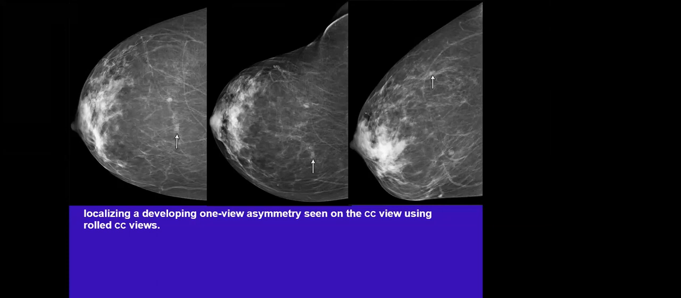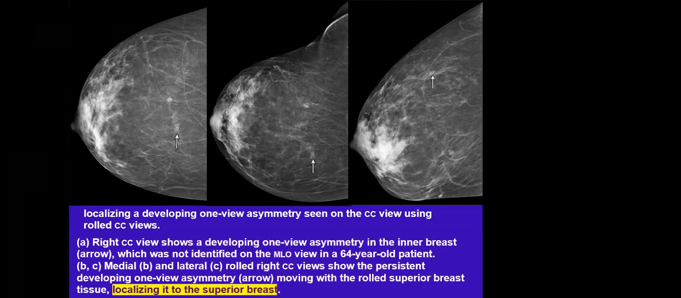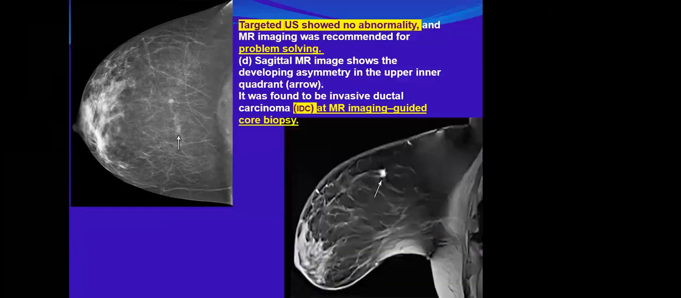Usually the roll is of the superior breast tissue. We are rolling the superior breast tissue, so if the lesion is located superiorly, it will roll with the breast tissue. Here, when we roll the breast tissue medially, the lesion goes medially. When we roll the breast tissue laterally, the lesion goes laterally. So that lesion is in the superior breast. See? The localization is the superior breast since it moves with it. If it moves in the reverse, that means it is in the inferior breast.